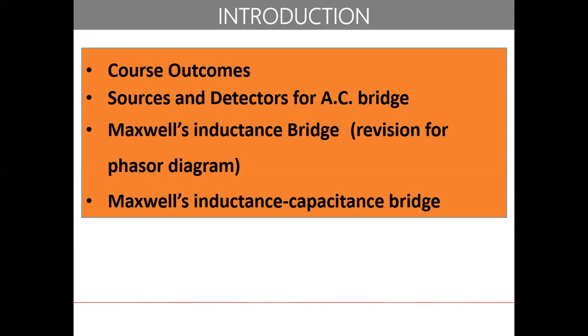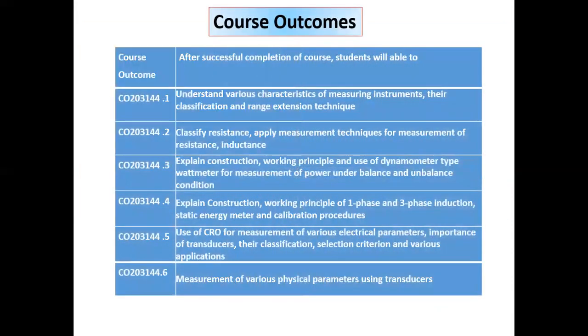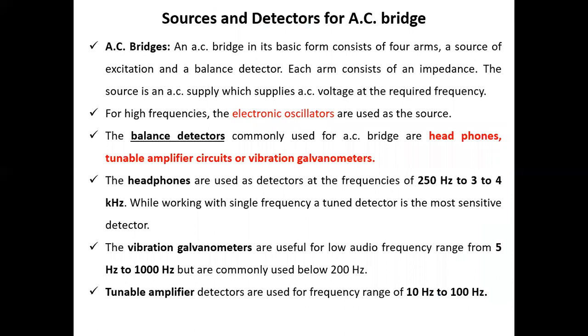The content of this unit is course outcomes, sources and detectors of AC bridges, Maxwell inductance bridge, Maxwell inductance capacitance bridge, and Anderson bridge. The course outcome of our course, electrical measurement and instrumentation, is to classify resistance and apply measurement techniques for measurement of inductance and resistance. Now we have the first topic, that is sources and detectors for AC bridges.